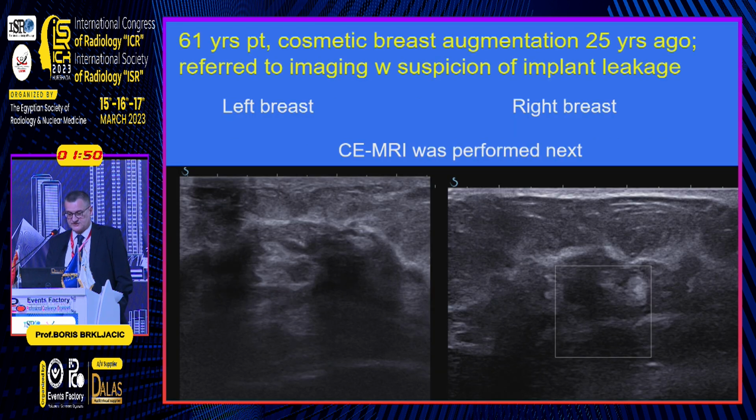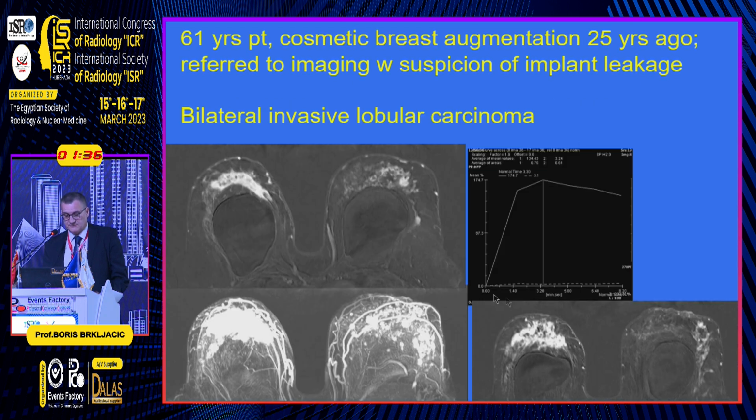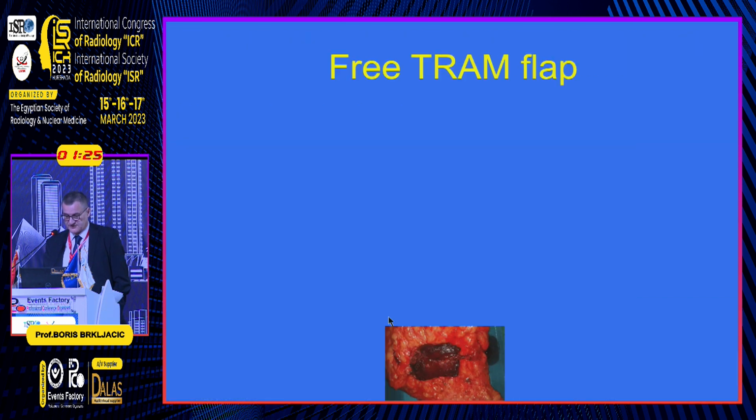This is a woman who had cosmetic breast augmentation 25 years ago. She came worried that she had rupture of implants. This was her ultrasound of both breasts, clearly no rupture, but bilateral invasive lobular carcinoma. We hardly convinced her that she needs contrast-enhanced MRI, and she, of course, had to undergo bilateral surgery immediately.